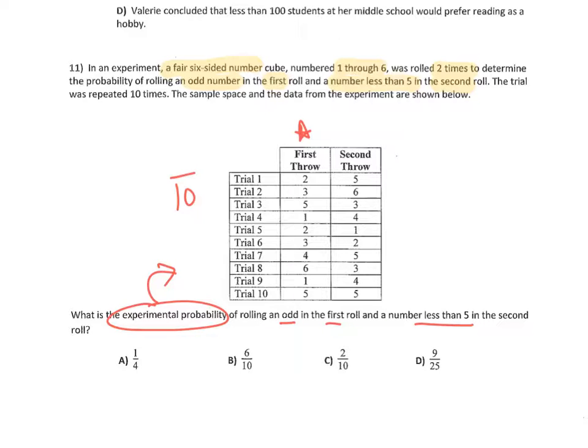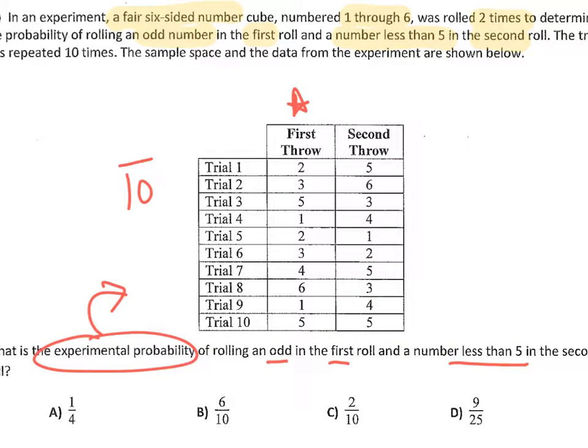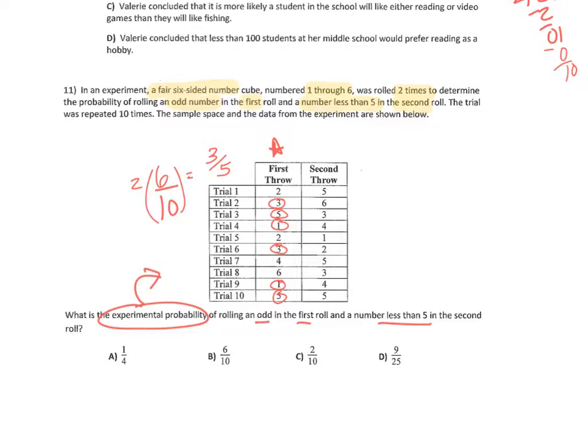Look in this first row, and how many odd numbers do we have? Good. 1, 2, 3, 4, 5, 6. Good. 3 over 5. And then the second row, they're looking for a number less than 5 in the second roll. Good, number less than 5, so 1, 2, 3, 4, 5, 6. Good. It's the same thing.